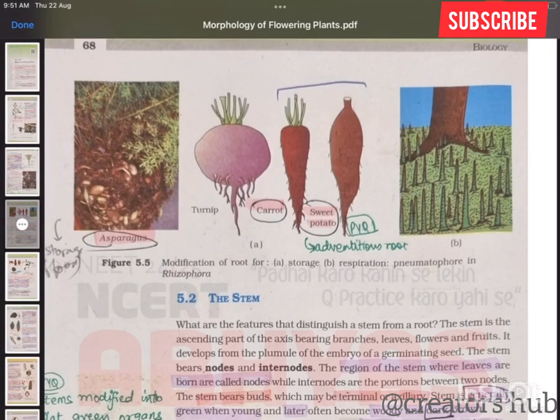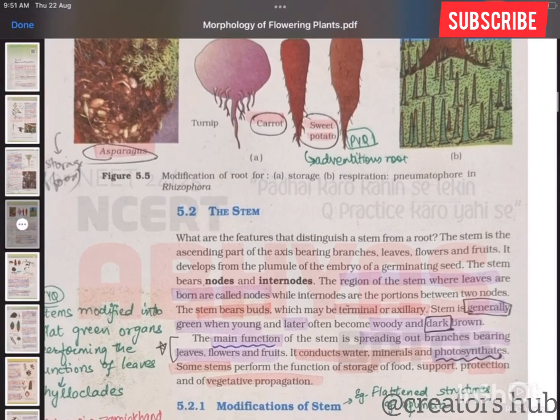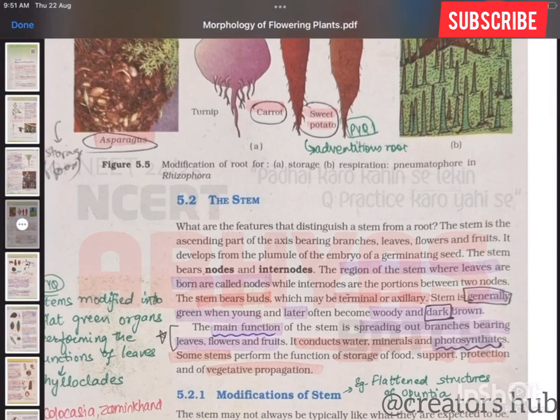As you can see here are some diagrams: asparagus, turnip, carrot, sweet potato. Sweet potato जो adventitious root है ये एक बार PYQ में पूछा जा चुका है.